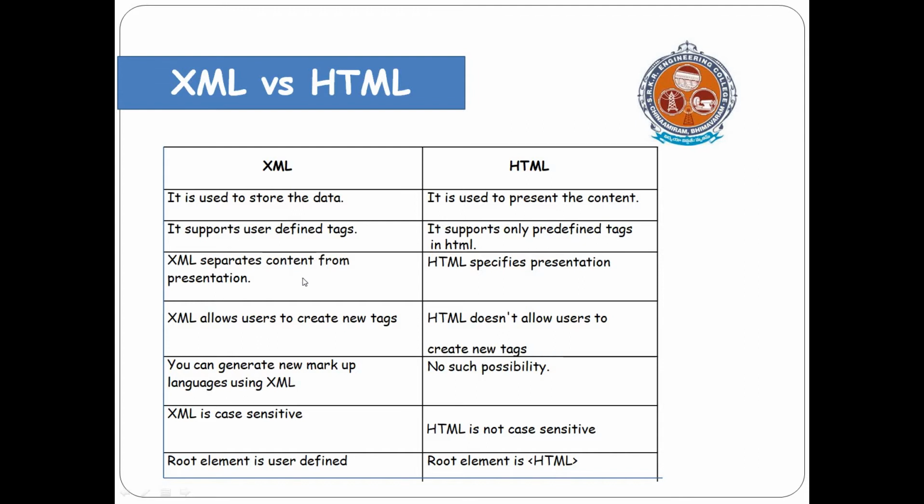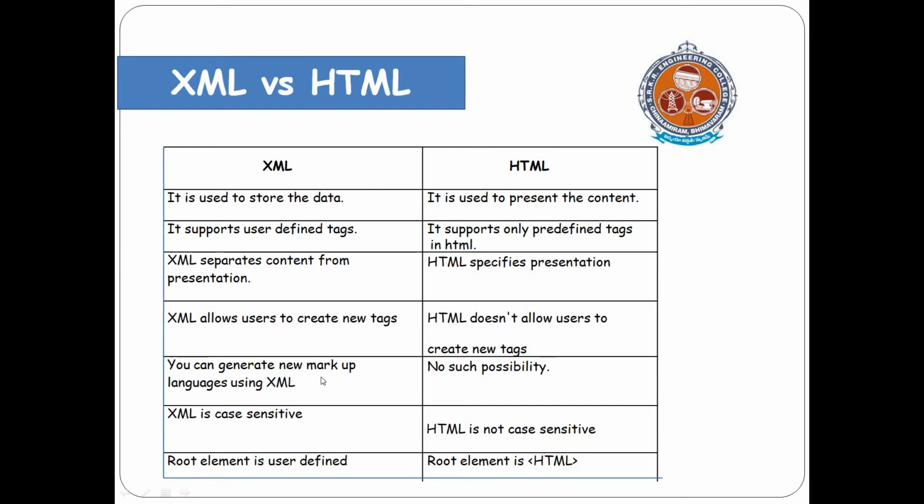XML separates content from presentation. Here we separate the content from presentation; we just present the data. HTML specifies the presentation; its primary focus is presentation. XML allows users to create new tags, which allows anyone to create their own tags. HTML does not allow this. We can generate a new markup language using XML.